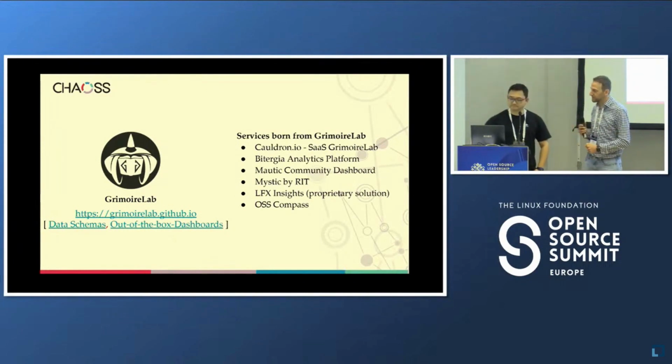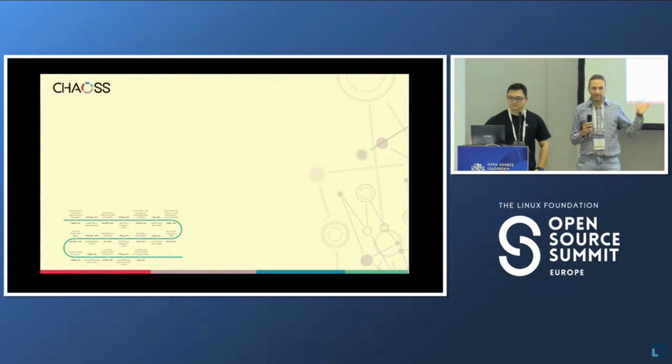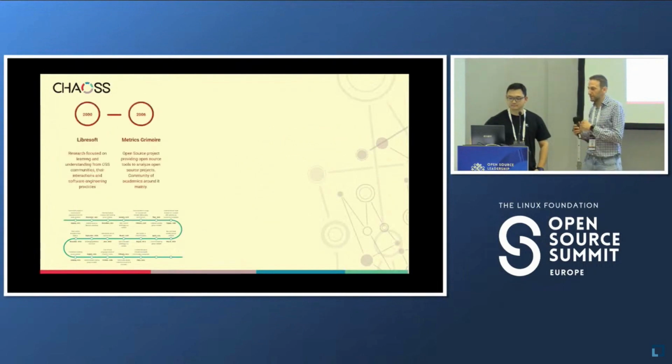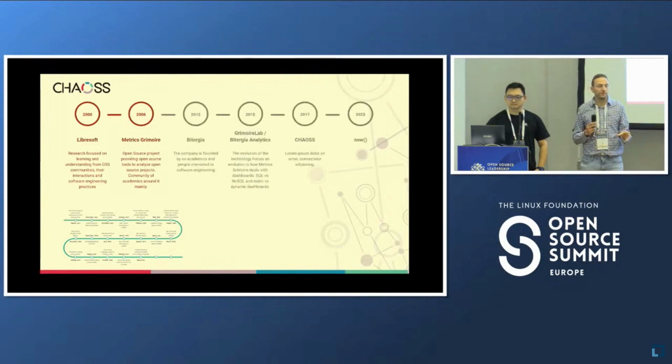So moving forward. If you remember this chart here, then we go into some of the numbers, a bit more of historical background. All of this started at the university. So in 2000, the research group LibreSoft, which was studying free software engineering basically, started operations. In 2006, we started the tooling Metrics Grimoire. This was the time when I joined the research group. And then in 2012, that was when Bitergia was founded.